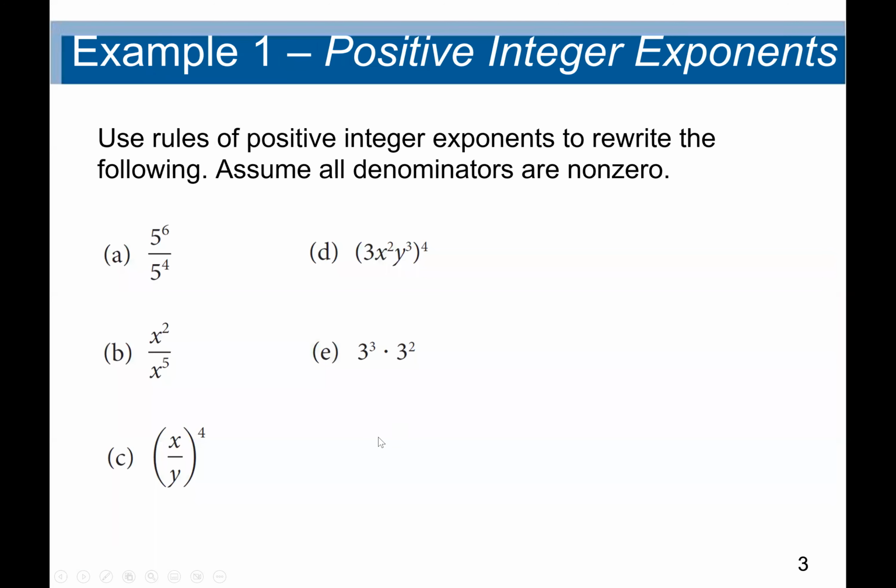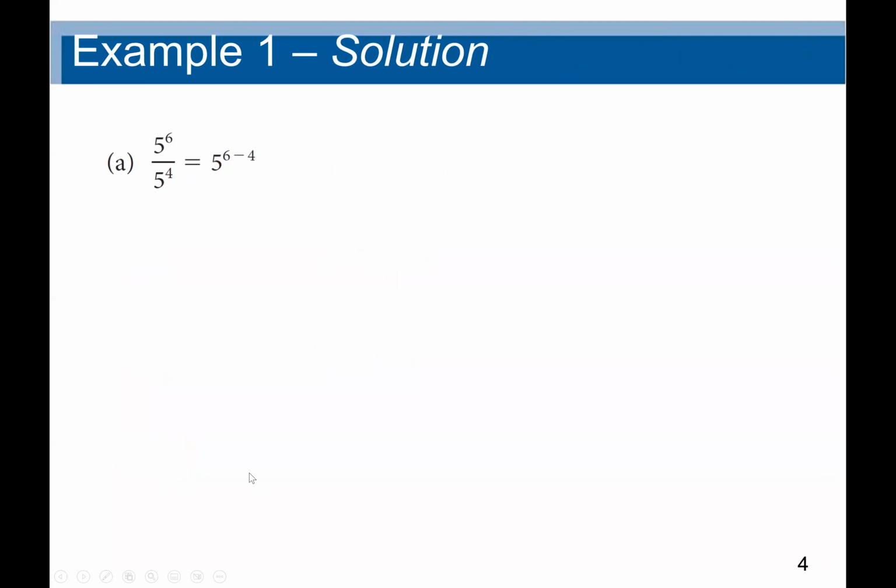Now let's start solving some problems. Here they say we should use the rules to solve the following 5 examples. So we have 5 to the power 6 divided by 5 to the power 4. So this is division. It means we are going to subtract the exponent 4 from 6. B, we have x to the power 2 divided by x to the power 5. So this means, again, division, we have to subtract 5 from 2. But since 5 is greater than 2, we are going to get a negative answer. Then we can find the reciprocal of the value to give us the result. So let's see the result one at a time.